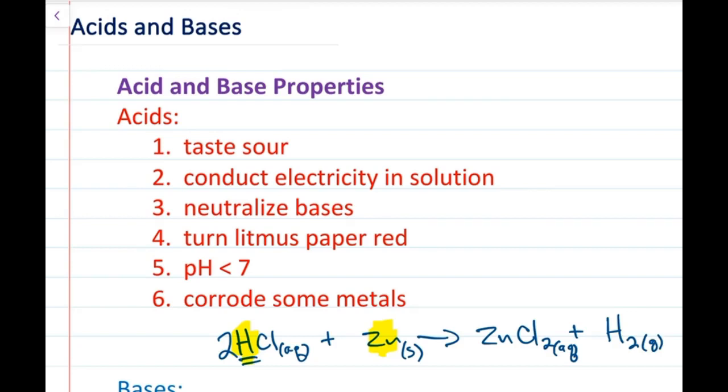It doesn't work for all metals. Like gold is resistant to things like acid rain because gold is below hydrogen on the activity series. So it would be a no reaction if you got some acid rain on a gold plated statue or something like that. It's not going to affect the gold.